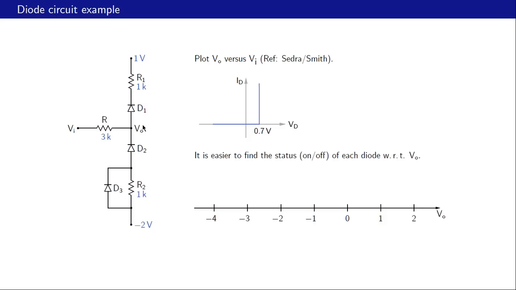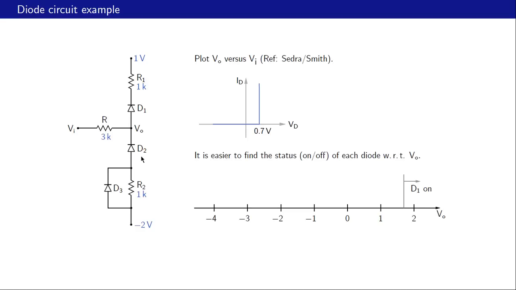In that case, between this node and that node, we have only 0.7 volts, and if this is 1 volt, Vo must be 1.7 volts. In other words, Vo equal to 1.7 volts represents the boundary between D1 conducting and D1 not conducting. Any value of Vo greater than 1.7 volts means that D1 would conduct. And this observation is marked in this figure like that. This is 1.7 volts. For Vo greater than 1.7 volts, we can say that D1 is on.